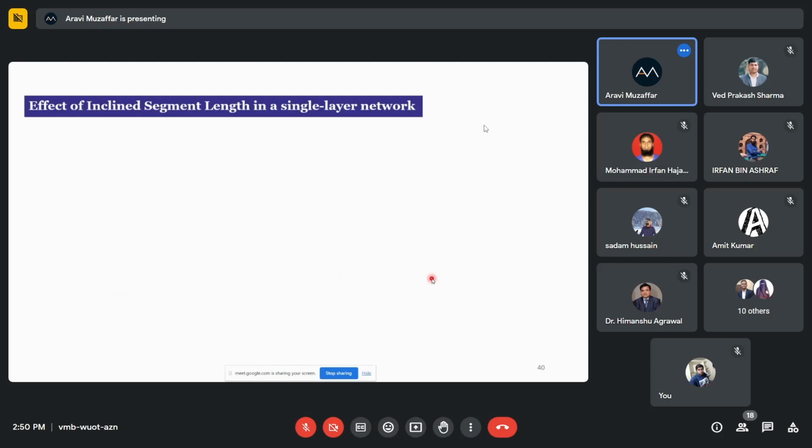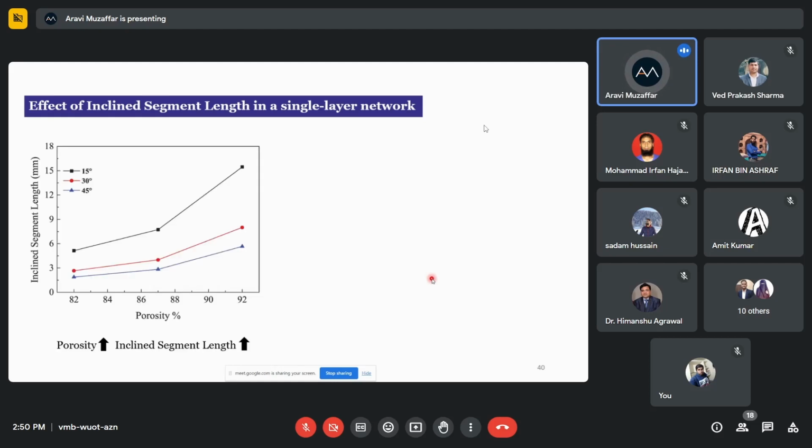Similarly, we tried to find out what is the effect of inclined segment length in a single layer network, and we saw that with the increase in the porosity, the inclined segment length for all the different fiber inclination angles increases.